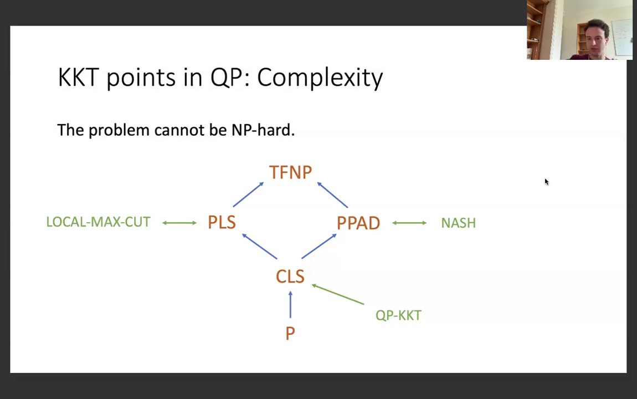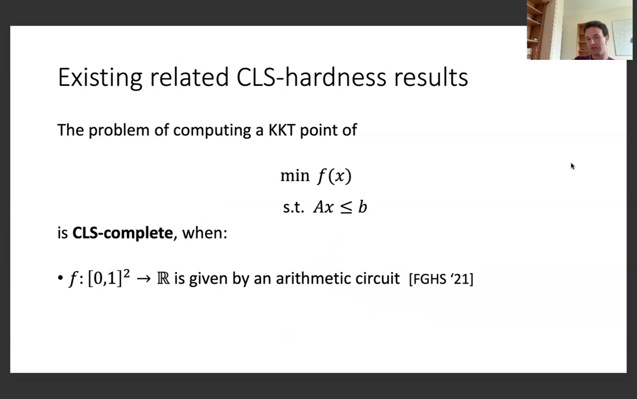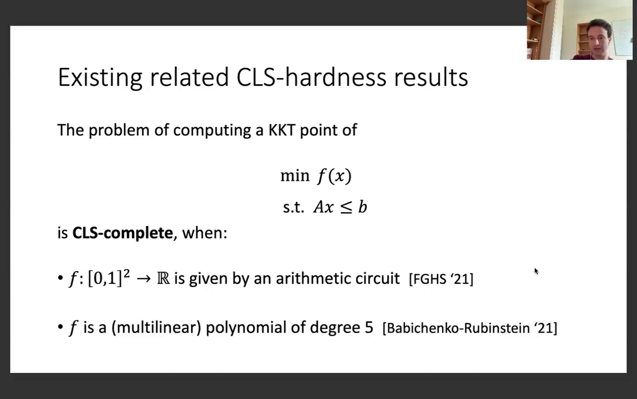So what do we know about computing KKT points more generally? If we allow the objective function to be more general than quadratic, then we know that the problem is CLS complete in some cases. If the function is given by some general type of arithmetic circuit, for example, then we showed a few years ago that the problem is indeed CLS complete. And Babichenko and Rubinstein a bit later also showed that if f is an explicitly given polynomial of degree 5, again, the problem remains CLS complete. So we can reformulate our question as asking: do these hardness results still hold if now our function is the simplest non-linear objective function, namely just a quadratic polynomial?